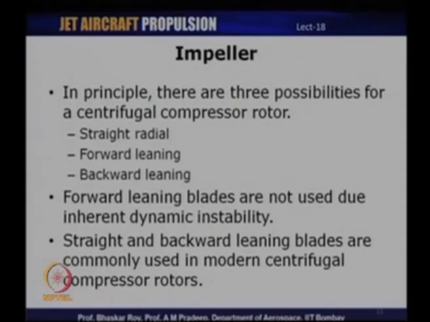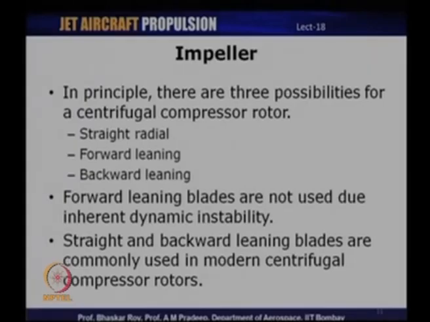So, the impeller, as I mentioned, is the rotor of a centrifugal compressor, and based on the design, it is possible to have three different types of impellers. The simplest of them is the straight radial impeller, and it could either be forward leaning or backward leaning. Now, forward leaning blades are inherently dynamically unstable, that is, they have instability problems because of the very fact that they have a forward leaning geometry, whereas the other two, straight and backward leaning, do not really have that problem, and these are the type of vanes which are used in most of the modern centrifugal compressor rotors.